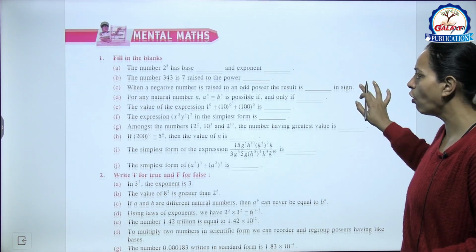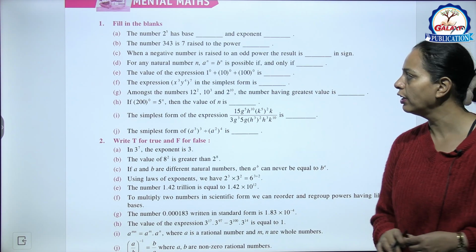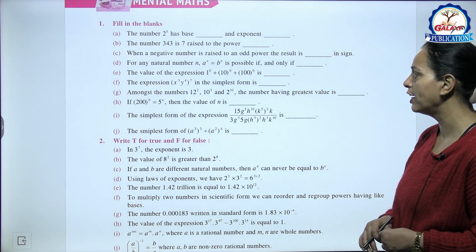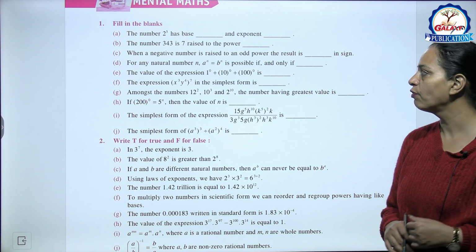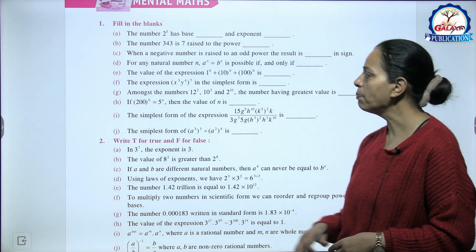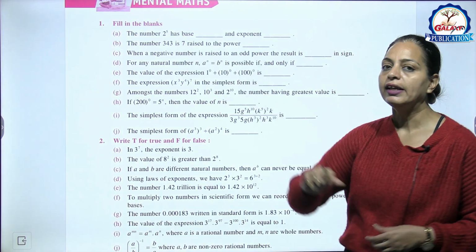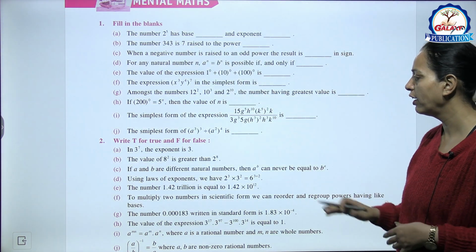Now this is the time of mental maths. Question number 1, fill in the blanks. The number 2 raised to power 5 has base 2 and exponent 5. Okay. Now B part, the number 343 is 7 raised to the power 3. Similarly you can try the rest of the parts.